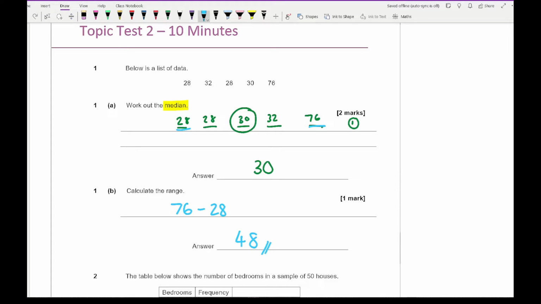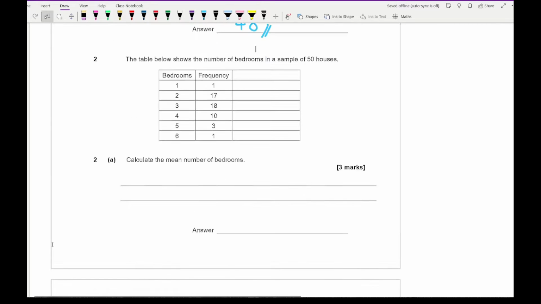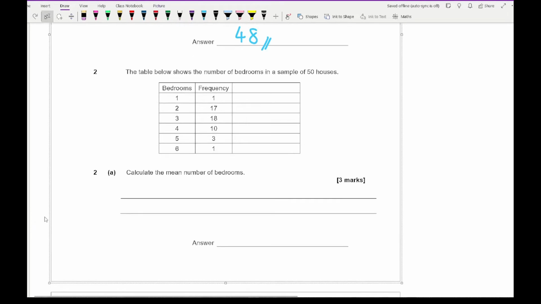Moving on to question 2, it says that the table shows the number of bedrooms of a sample of 50 houses. Calculate the mean number of bedrooms. So we know that the total frequency is going to be 50. The next thing I need to do is create my FX column. As this is a frequency table, I just multiply the first column by the second column. So that's going to be 1, 34, 38, 3 times 18 is going to give me an answer of 54, and then 40, 15, and then 6.